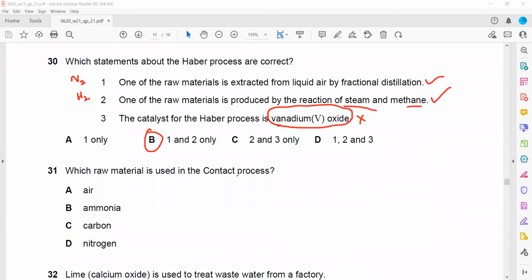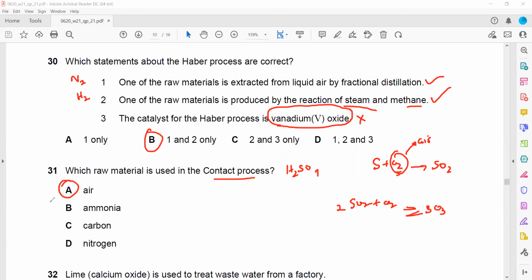Which raw material is used in the contact process? The contact process is used to prepare sulfuric acid, the manufacture of sulfuric acid. So what are the steps involved? First, sulfur reacts with oxygen to give sulfur dioxide. And then sulfur dioxide reacts with more oxygen. The reaction is reversible, and gives sulfur trioxide. We get this oxygen from air. So the raw materials used are sulfur and air. So A is the right answer for this.